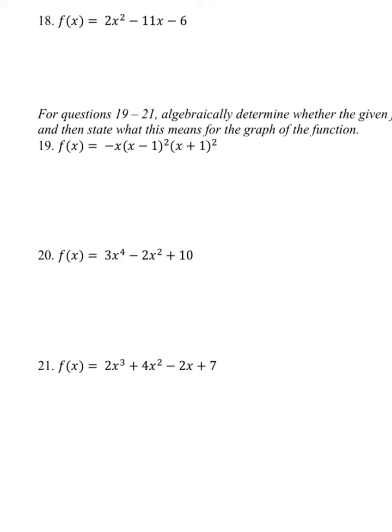I set each factor equal to 0. 2x minus 1 equals 0. X minus 5 equals 0. And x plus 3 equals 0. So I do end up with 3 answers. For one of them, I get x equals positive 1/2. Then I get x equals positive 5, and then I get x equals negative 3.